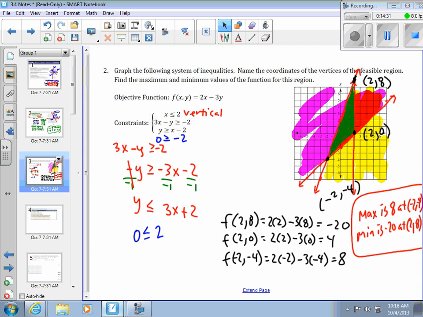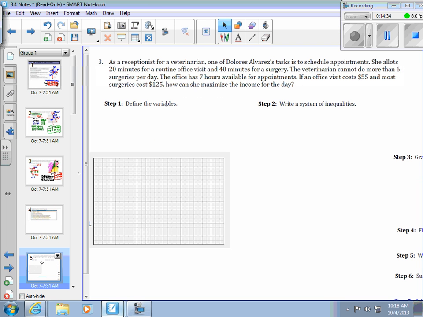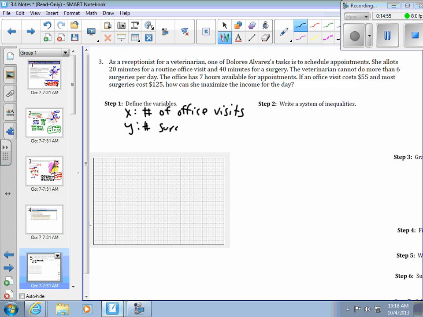All right. For this last problem for tomorrow, I want you to try reading through this one and see if you can find some inequalities on your own. And for this problem, we're going to say X is the number of office visits. And we're also going to say that Y is the number of surgeries. So read through that one. See if you can, for this one, do step 2 and write some inequalities before tomorrow.